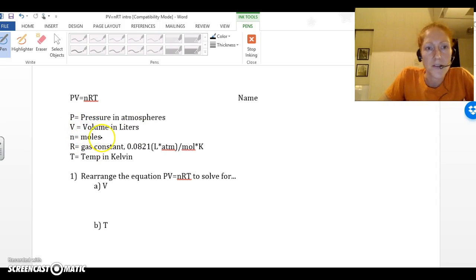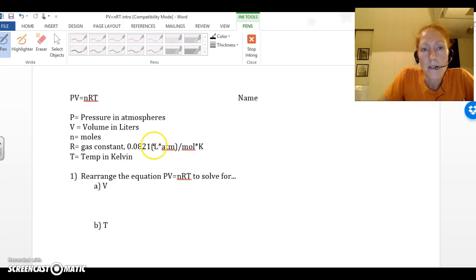And a mole is just a counting number. It's a way to say how many gas particles there are, because we know the number of particles affects the pressure. T is the temperature in Kelvin, and R is our gas constant, and it's a constant meaning it's never going to change.